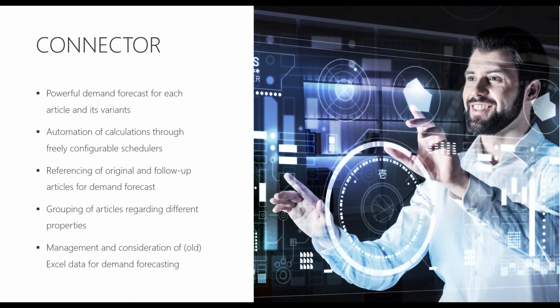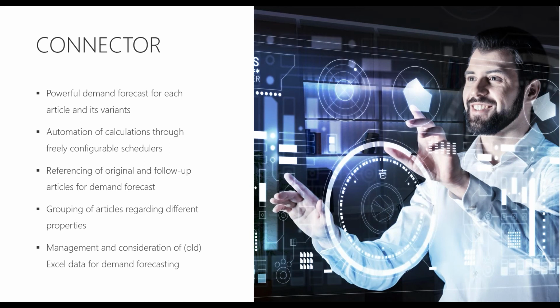Moreover, we can also group different articles regarding their properties. If you have a red chair and a blue chair, and you simply say, hey, I want to have a demand forecast for my chairs, then you can say, okay, please aggregate the numbers for the blue and the red chair and simply make a prediction for the chairs. This is sometimes very important to have a rich database for forecasting.